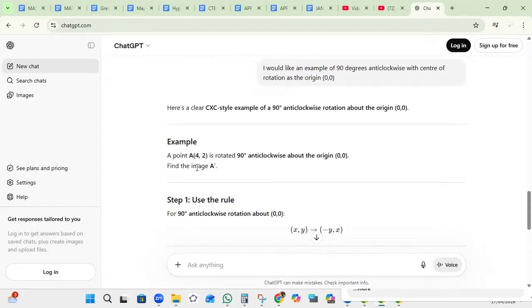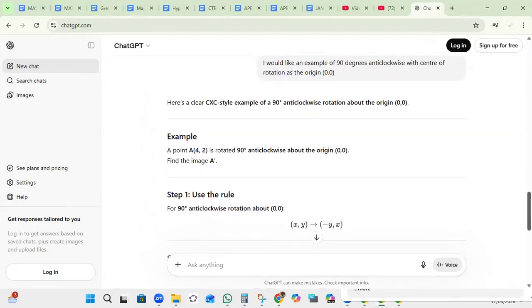So you see, for example, a point 4, 2 is rotated 90 degrees anti-clockwise about the origin to give the image A. So use the rule, the 90 degrees anti-clockwise: the coordinates will swap and the number for y will change sign. So I expect the 4 and the 2 going to become 2, 4, and the 2 now will have a negative sign.